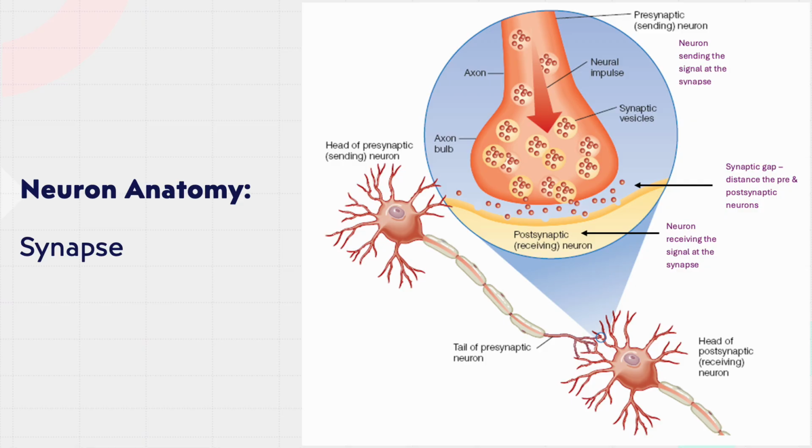Those neurotransmitters go into what we call the synaptic gap. This is this itty bitty distance between the presynaptic neuron, the sending one, and the postsynaptic neuron, the receiving one. Those neurotransmitters will then cross that gap and go into the dendrites of the receiving postsynaptic neuron.